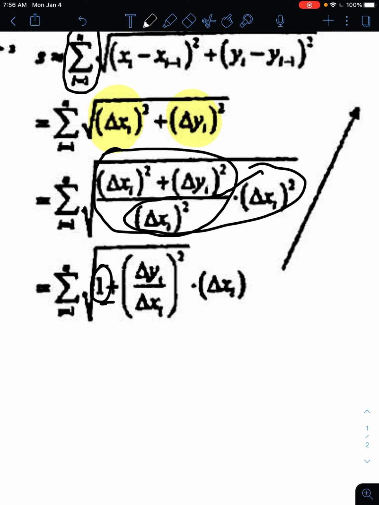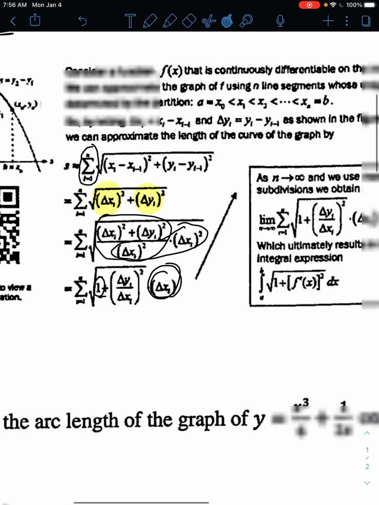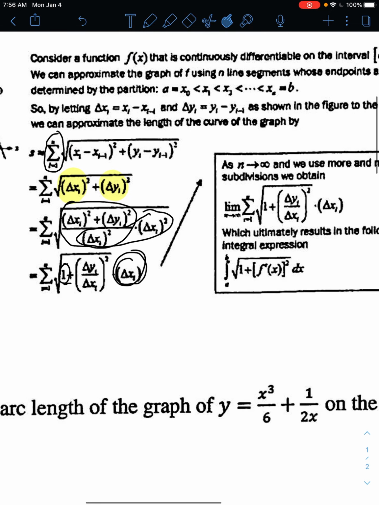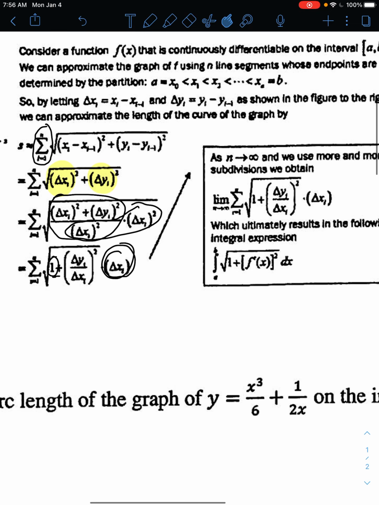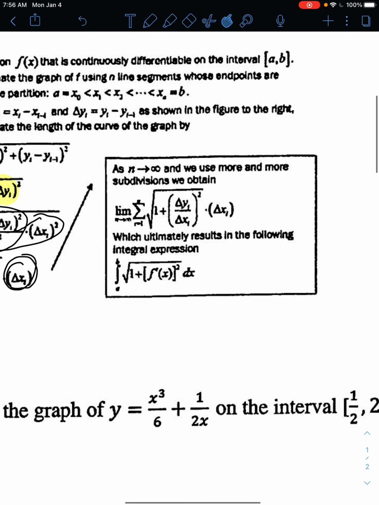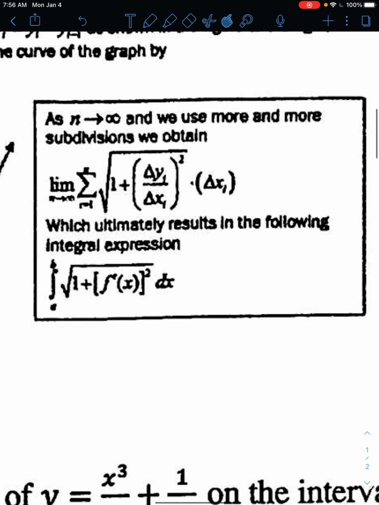And then when you take the square root of delta x squared, you just get delta x on the outside. Well, now we have some calculus notation that this can relate to. Delta y over delta x is basically the derivative. That's dy over dx. That's the derivative. That's f prime. And that leads over to our formula.